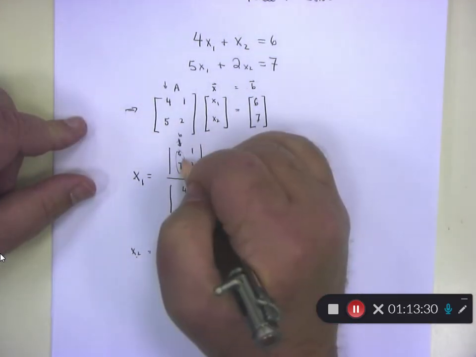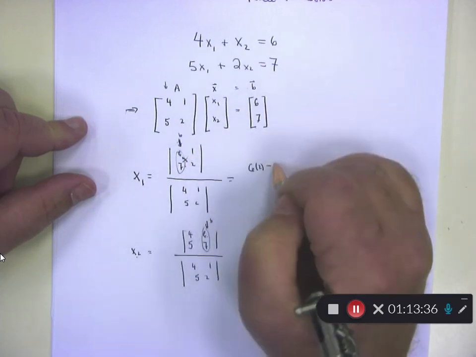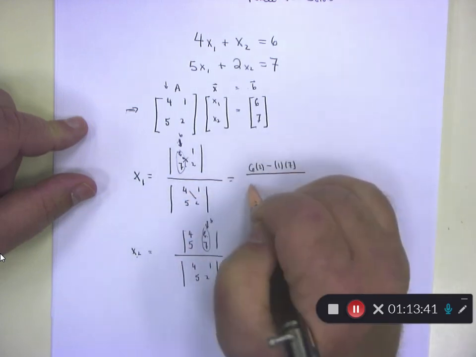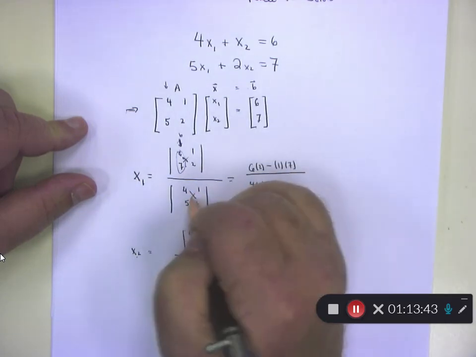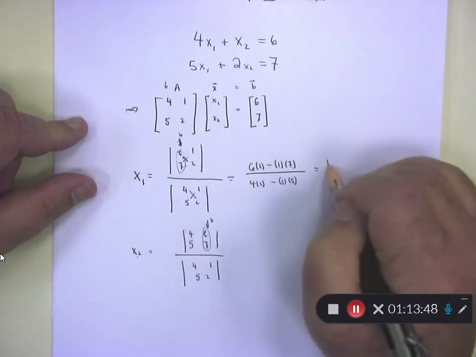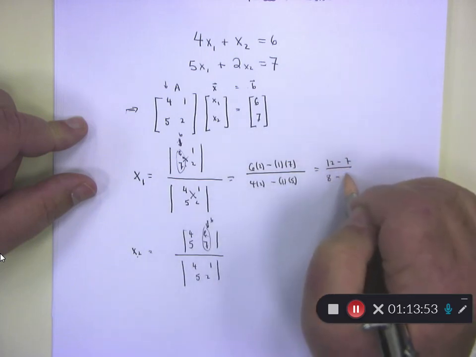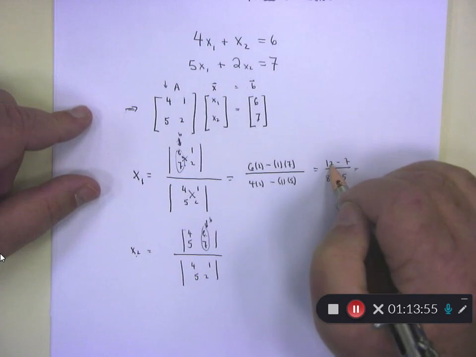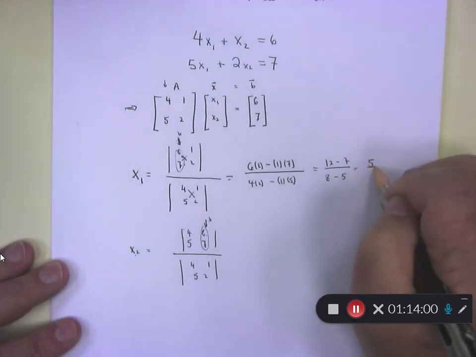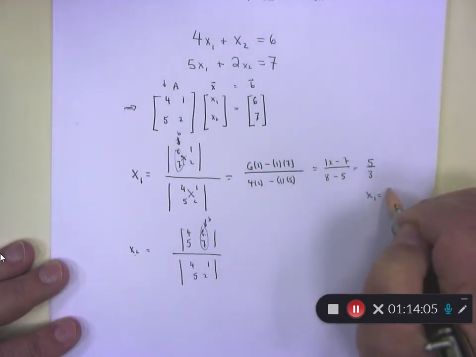It's 2 by 2, so here we go. It'll be 6 times 2 minus 1 times 7, divided by 4 times 2 minus 1 times 5. So that's 12 minus 7 divided by 8 minus 5. 12 minus 7 is 5. 8 minus 5 is 3. So x1 is going to be 5/3.